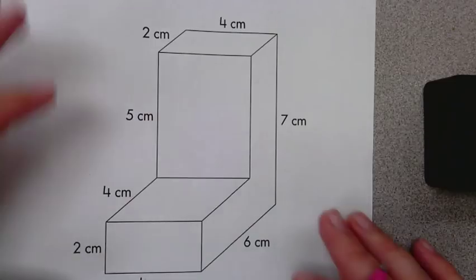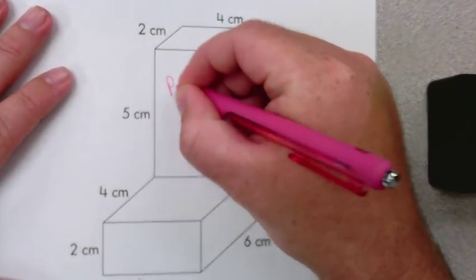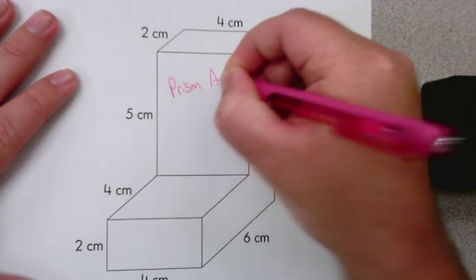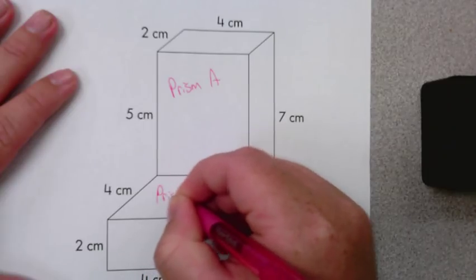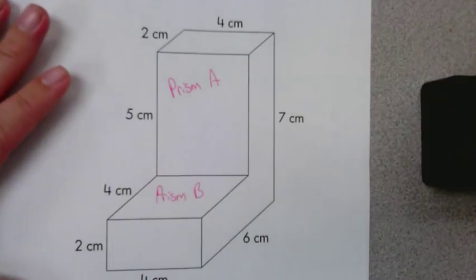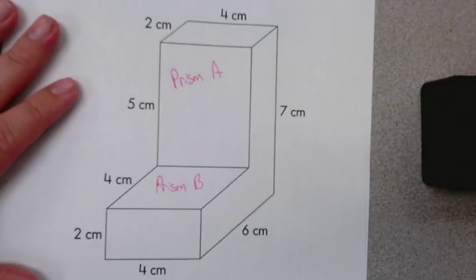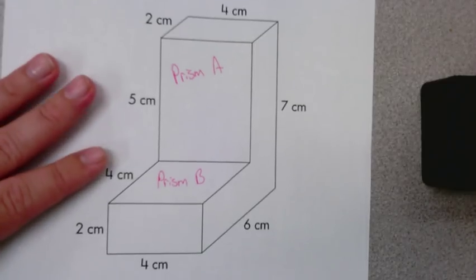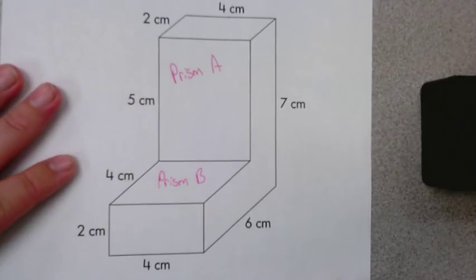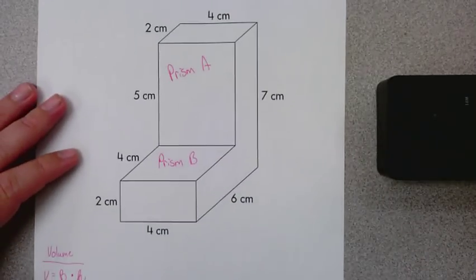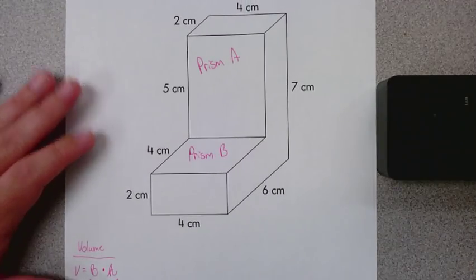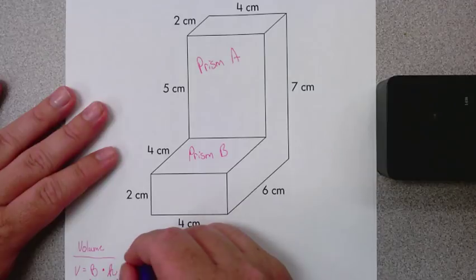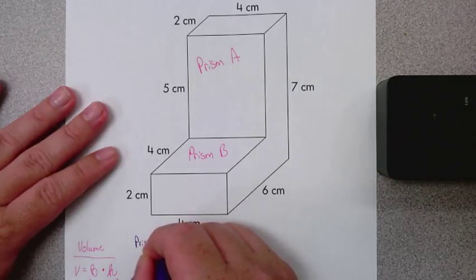So what we're gonna do is label this one Prism A, and this is gonna be Prism B. I should have color coded it. Oh well. And then I need to try to go farther out. Here we go. There we go. Can you guys still see that? Yeah. Okay. So I'm going to have Prism A.